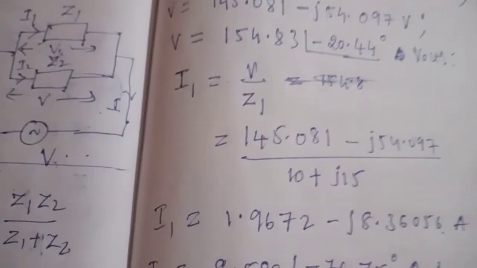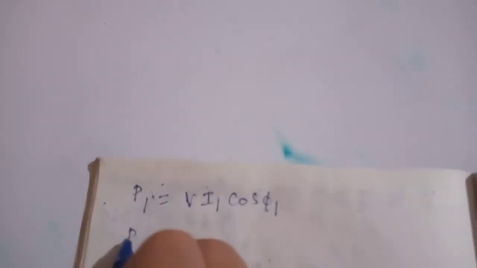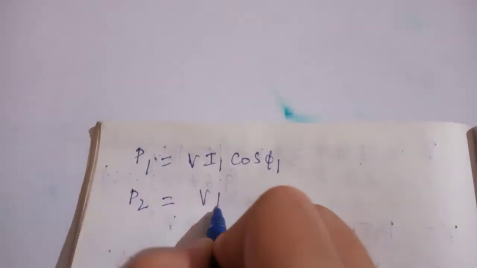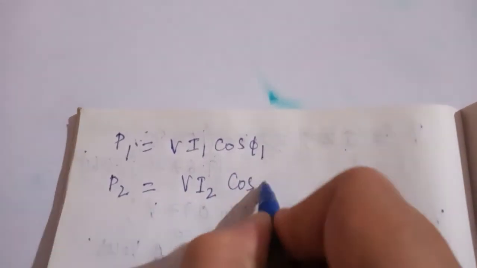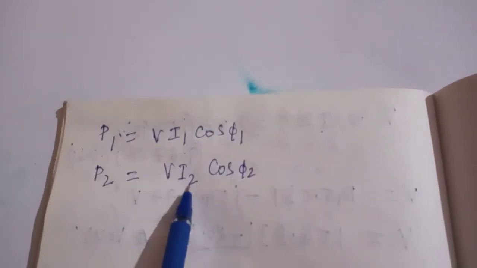Now if you want to calculate the power, what is the formula for the average power P1? P1 is equal to V into I1 into cos phi 1, right? So similarly, what is P2? P2 is equal to V into I2 into cos phi 2. The power dissipated in the second circuit and power dissipated in the first circuit or in the first impedance Z1. Okay.